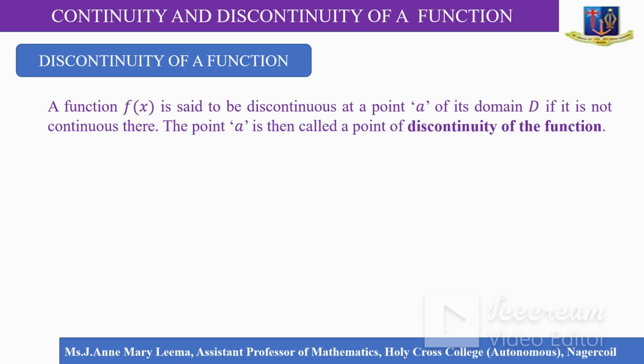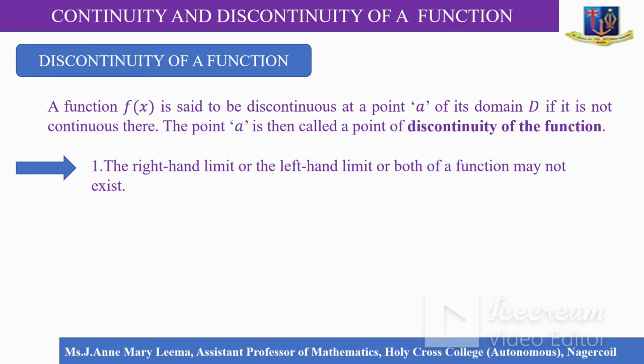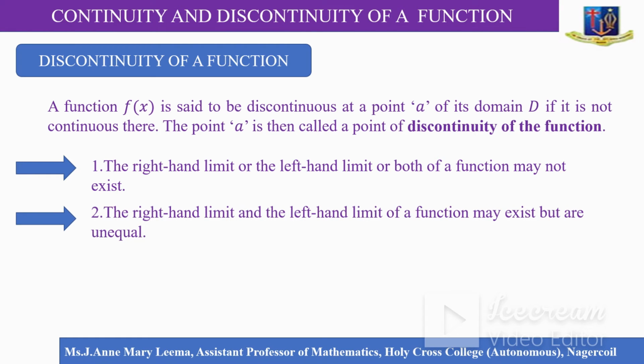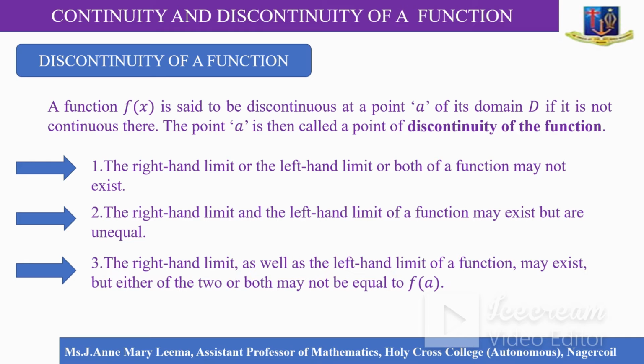In the case of discontinuity of a function, any one of the following three cases may arise. Number 1. The right hand limit or the left hand limit or both of a function may not exist. Number 2. The right hand limit and the left hand limit of a function may exist but are unequal. Number 3. The right hand limit as well as the left hand limit of a function may exist but either of the two or both may not be equal to f of a.